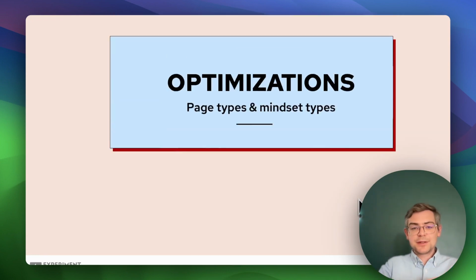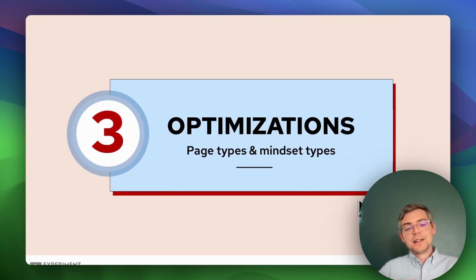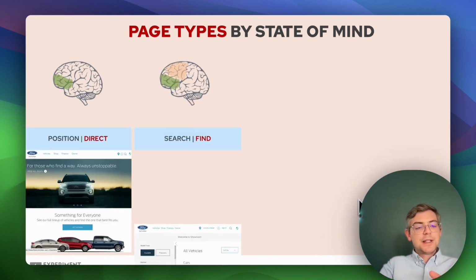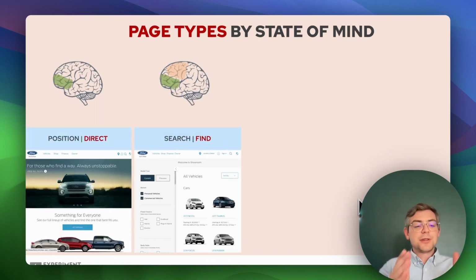This is nice, but now we want to optimize the user experience. So we're going to see what we should optimize based on the page type and the mindset type. The first one is positioning and directing. I land on a page and I need to position the user and direct him. So where you are, what can you do and what you should do. Basically the first step, position and direction.